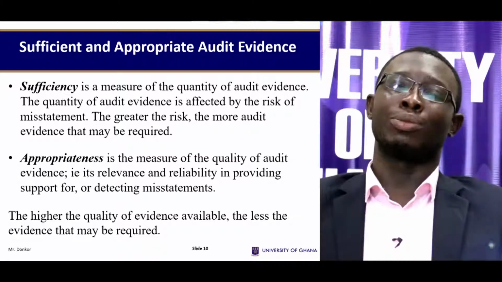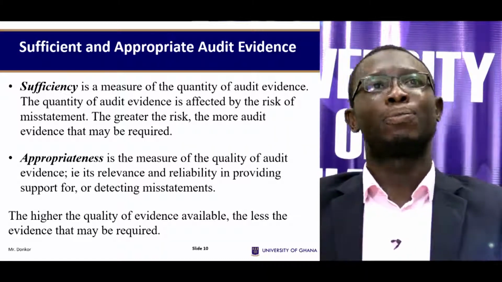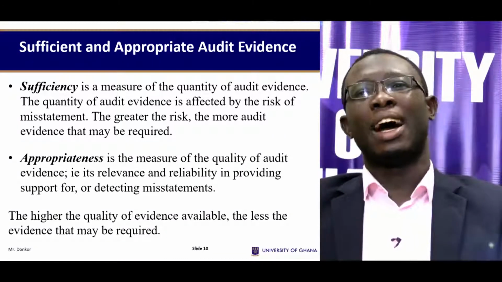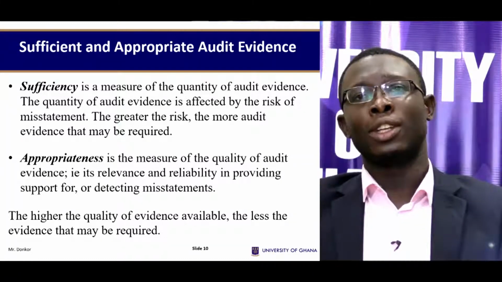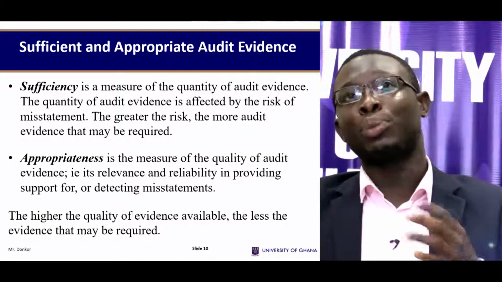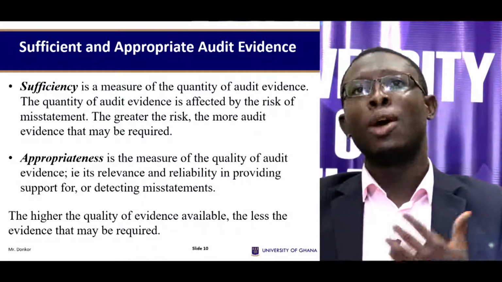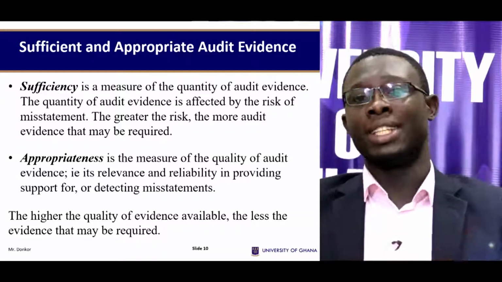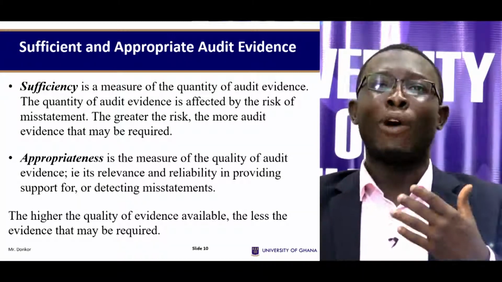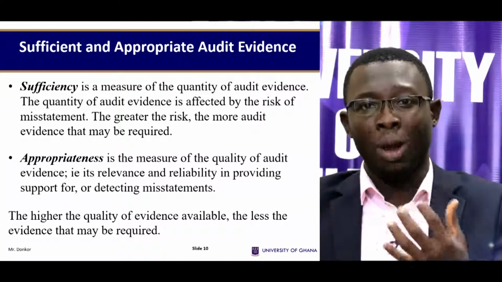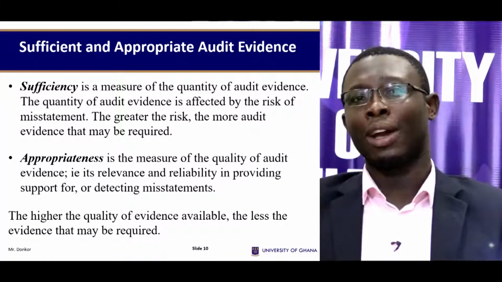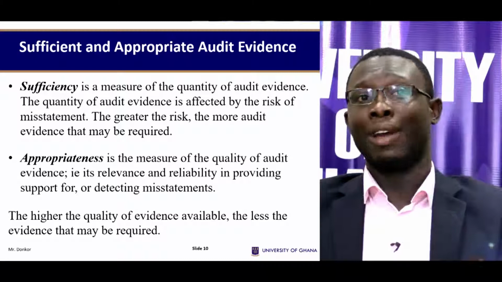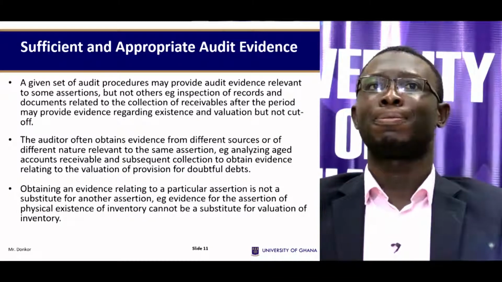So let's turn our attention back to audit evidence. What is sufficient evidence and what is appropriate audit evidence? If we are talking about sufficient and appropriate audit evidence, for sufficiency, we are referring to what? The quantity of the evidence gathered. And for appropriateness, we are referring to what? The quality of the audit evidence gathered. The higher the quality of audit evidence available, the less the evidence that may be required.